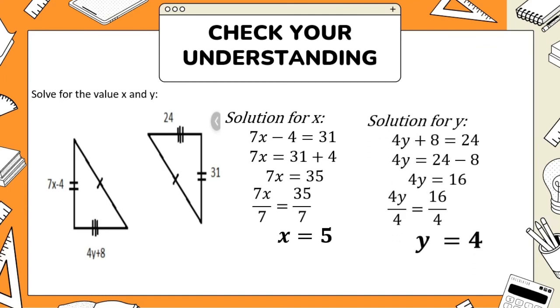Let us now proceed for the solution for y. 4y plus 8 is equal to 24, since they also have the same markings. 4y is equal to 24 minus 8 by the addition property of equality. And then we got 4y is equal to 16. And then 4y divided by 4, and of course 16 divided by 4. We got y is equal to 4.